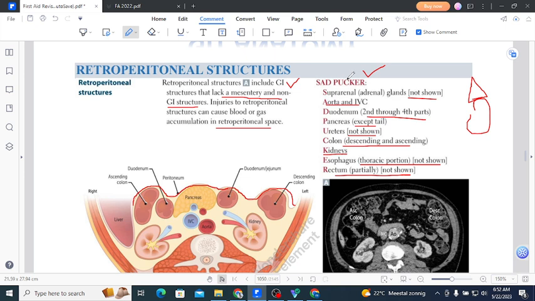U is for the ureter. C is for the colon, descending and ascending. The transverse colon is intraperitoneal. Then K is for the kidneys. E is for the esophagus, the thoracic portion, which is not shown.